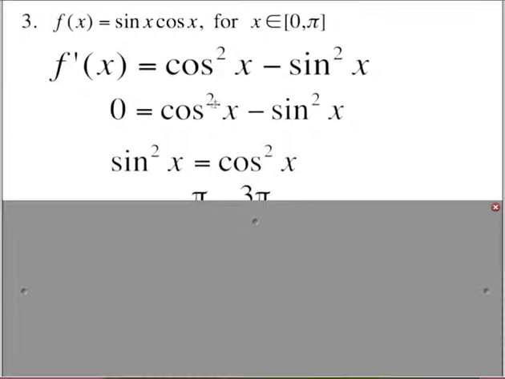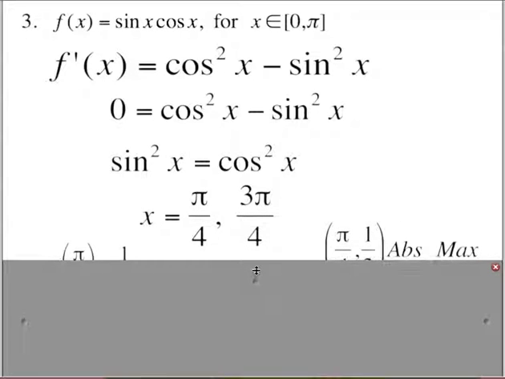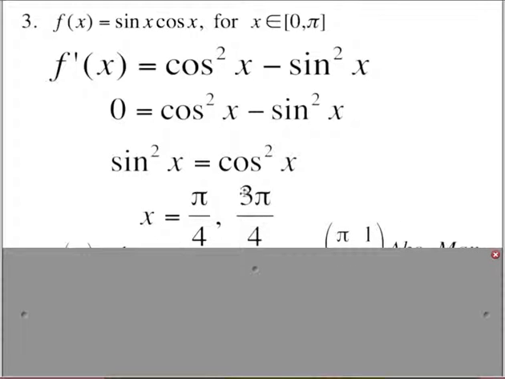And when you bring the sine over to the one side, this is saying sine squared equals cosine squared. So where in the unit circle are sine and cosine equal, and when you square them, you get the same value? That would be between 0 and pi, and you get your x values to be pi over 4 and 3 pi over 4. And so even though sine and cosine are the same but opposite at 3 pi over 4, when you square them, you get the same value. So those are my two values.